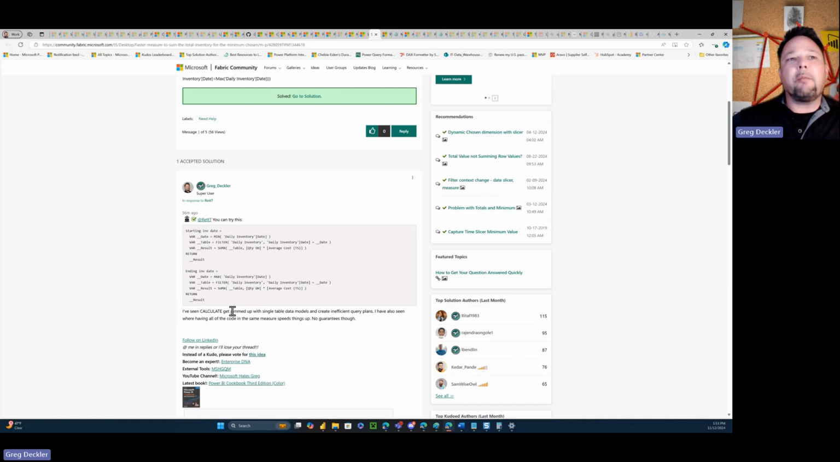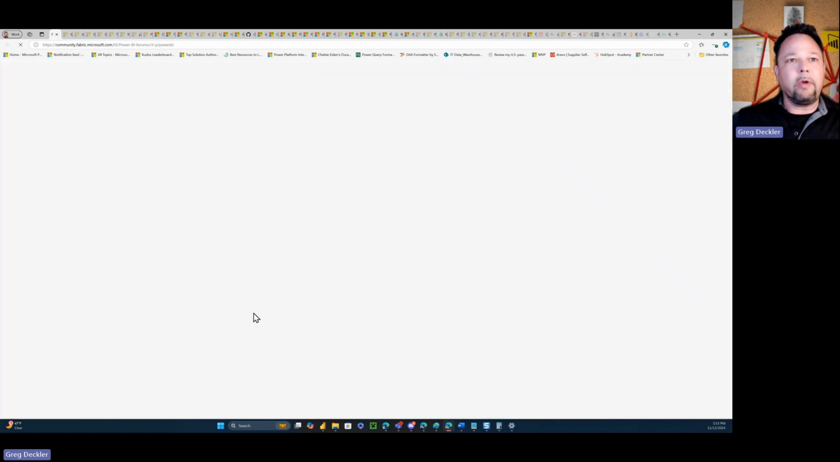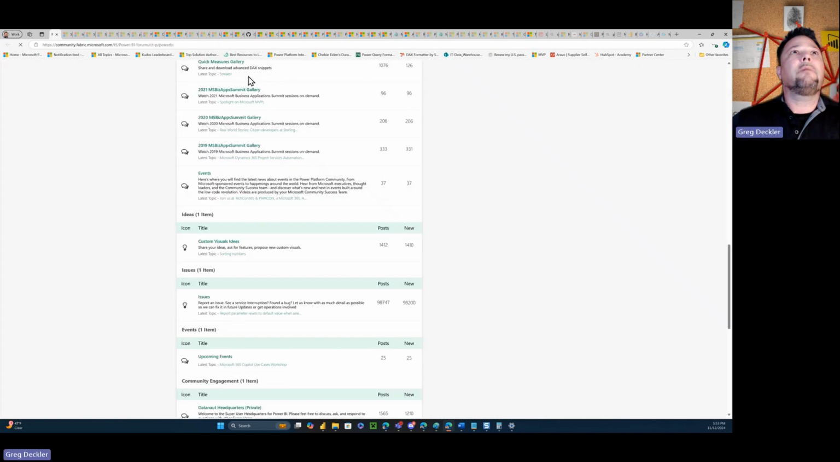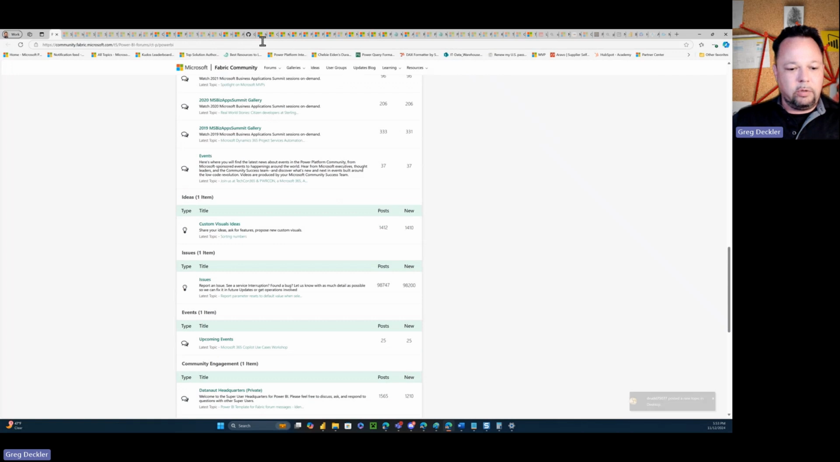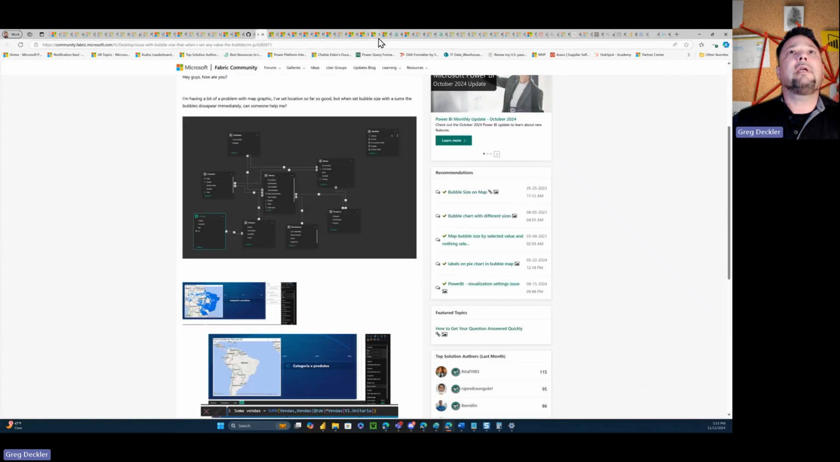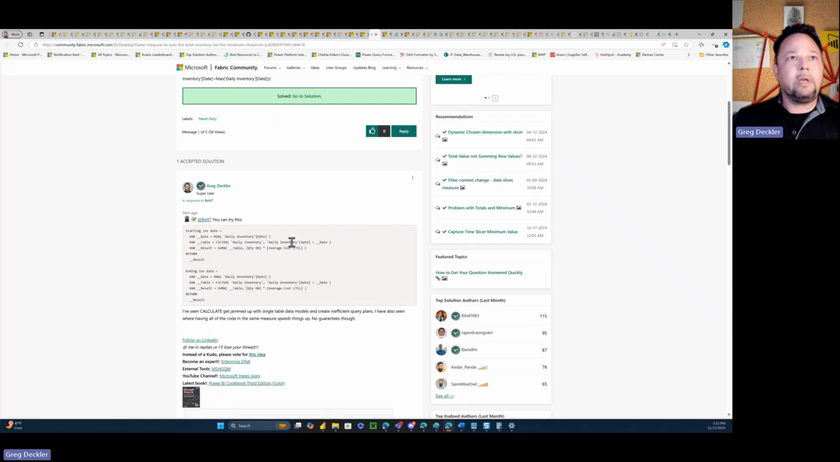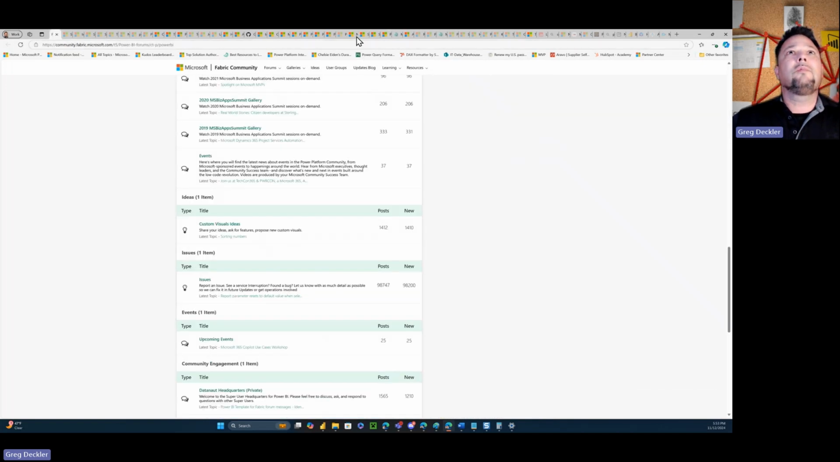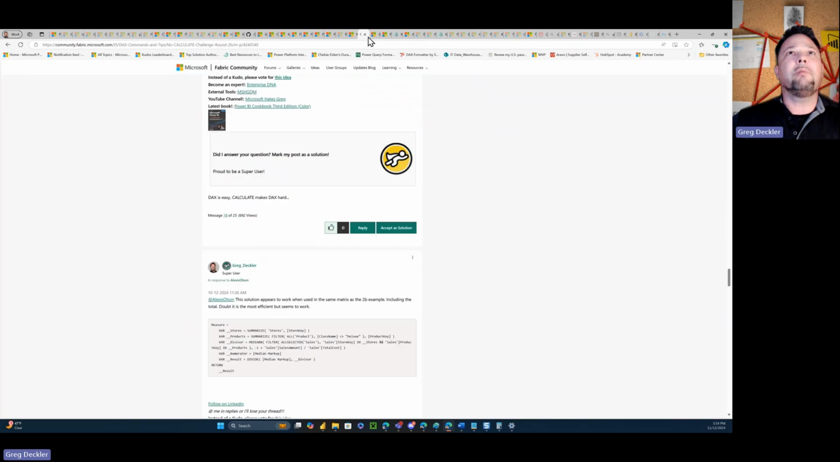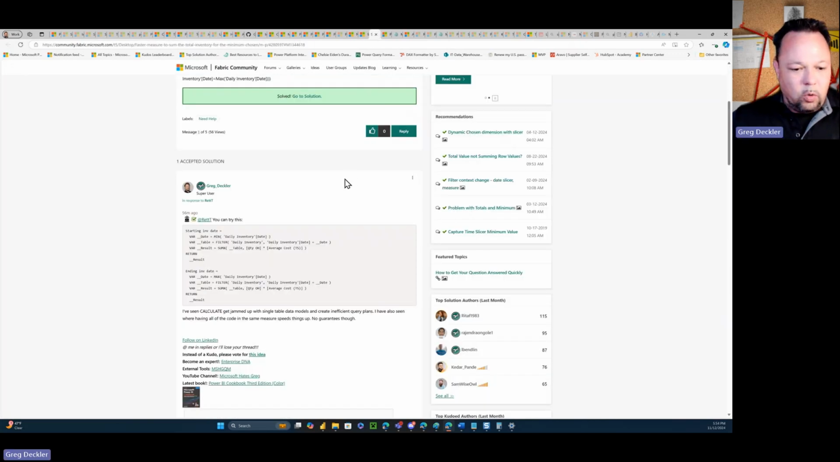So I've seen calculate get jammed up with single table data models, right? Oh, I did not mean to do that. I was trying to hit Control-1, but apparently not. Why didn't that work? Nope, that's not doing what I want it to do. For some reason, my zoom must not be working today. I don't know why, but I have to fix that. Anyway, I can't zoom on this. Sorry. So anyway, you can get jammed up on single table data models.